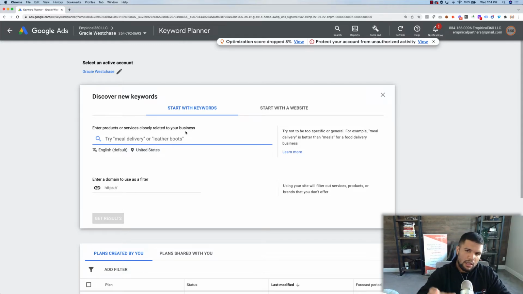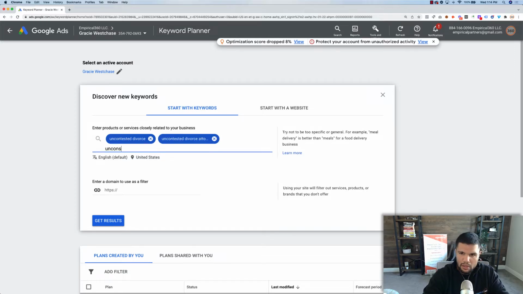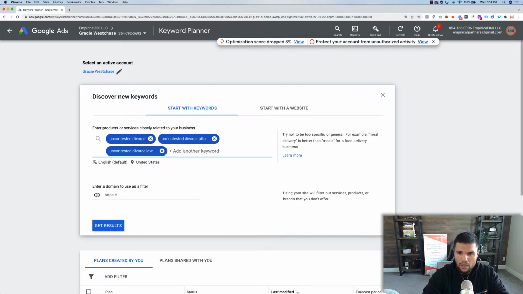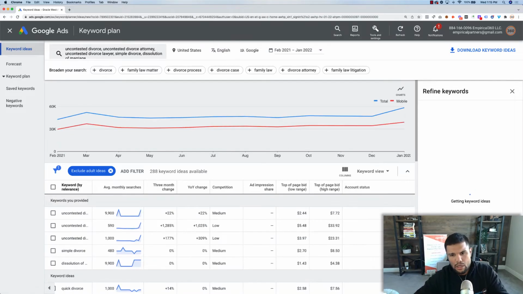So what we're going to do is use this tool called the Google Keyword Planner again. I'm going to type in uncontested divorce, which is a broader keyword. It's not the most ideal keyword, but unfortunately, that's where a lot of the volume lies. We're going to type in uncontested divorce attorney, and they do treat these separately. Google does treat them separately. Uncontested divorce lawyer. We'll do simple divorce, which one of our clients actually landed a client off this keyword the other day. And then dissolution. And Google will provide us with a few recommendations on these keywords.